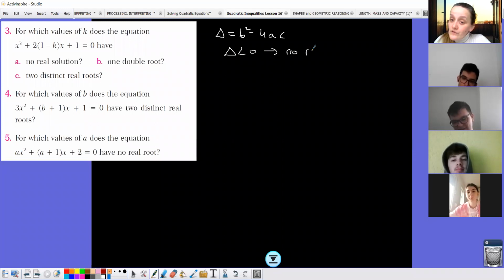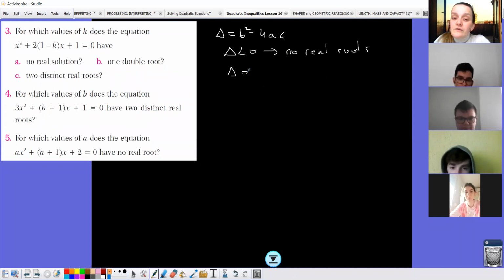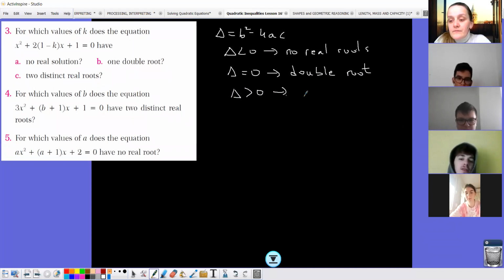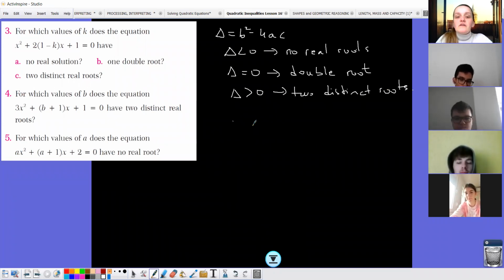There is no real root. No real solutions or roots. When the discriminant is equal to 0, there is a double root. And when the discriminant is greater than 0, there will be two distinct roots. Two distinct or different roots. Yes, distinct means two different roots. So for A, which case do we need to take, Ermal? If the discriminant is smaller than 0.